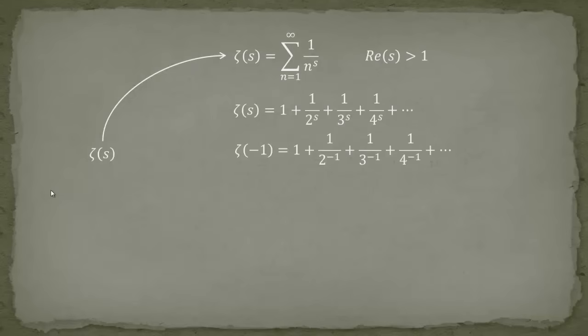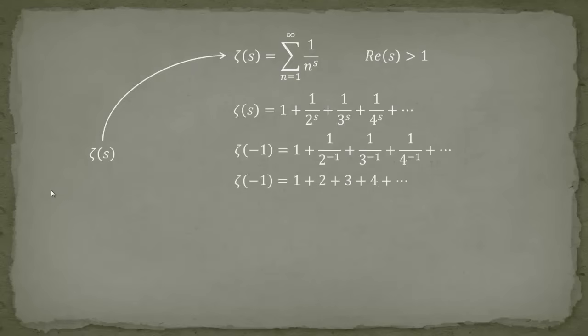Now what does this to the -1 mean? It means that you are taking the inverse of the number. For example, the first strange looking term, 1 over 2 to the -1, would be 1 over 1 over 2. The third term in the series, 1 over 3 to the -1, will just give you 3. Then you have 1 over 4, which gives you 4.